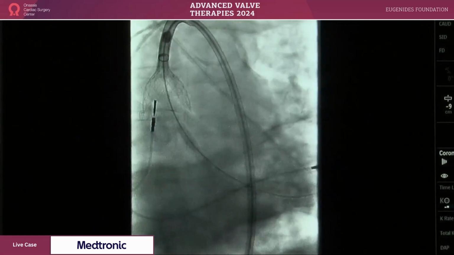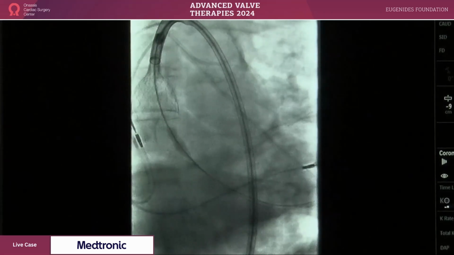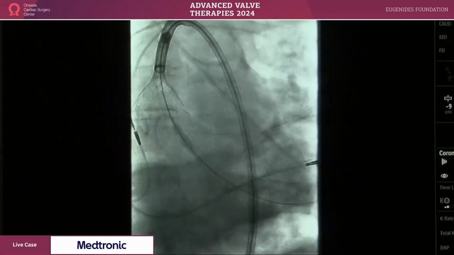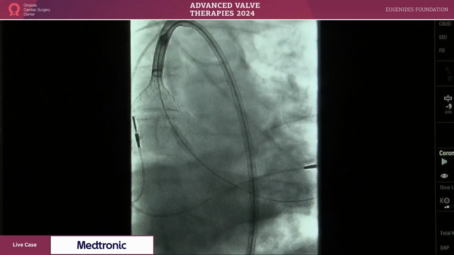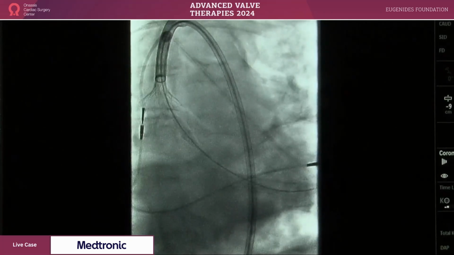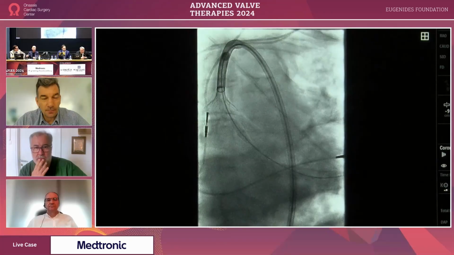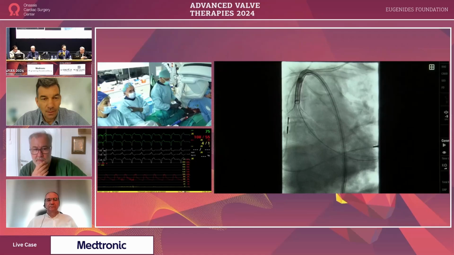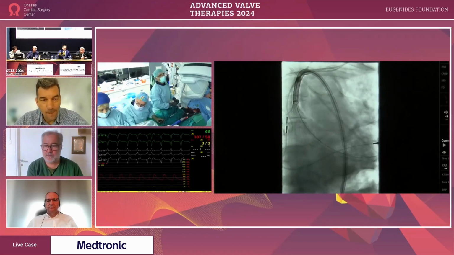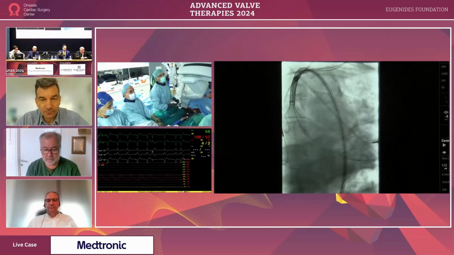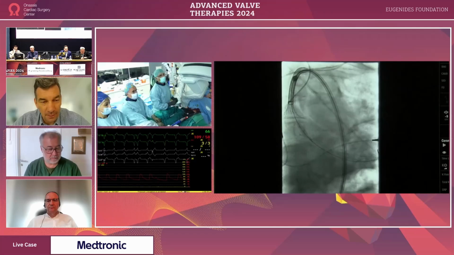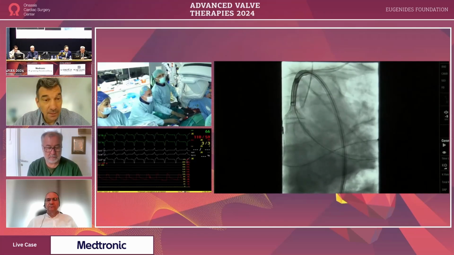Yannis, maybe you are always using the cusp overlap view to start the implantation, but we agree that there is no need to start with the cusp overlap technique. Maybe you can use the traditional method, left anterior oblique caudal view, and start at that position. It will be much more safe. I fully agree with Theo. I don't know if you can hear me, George.